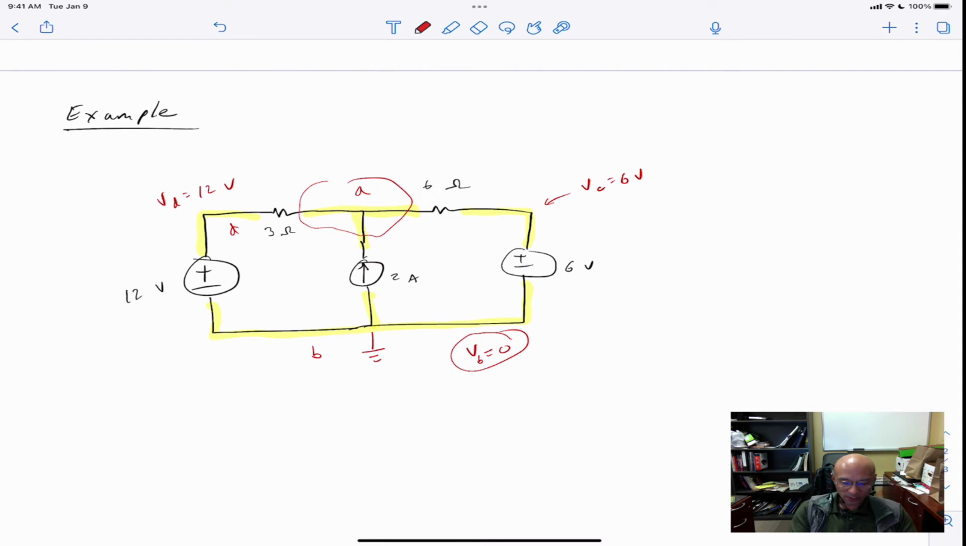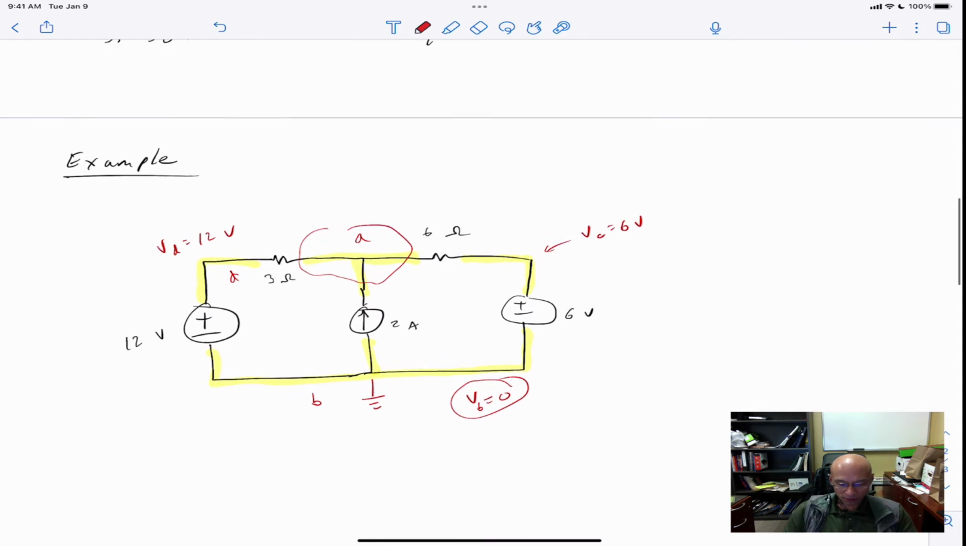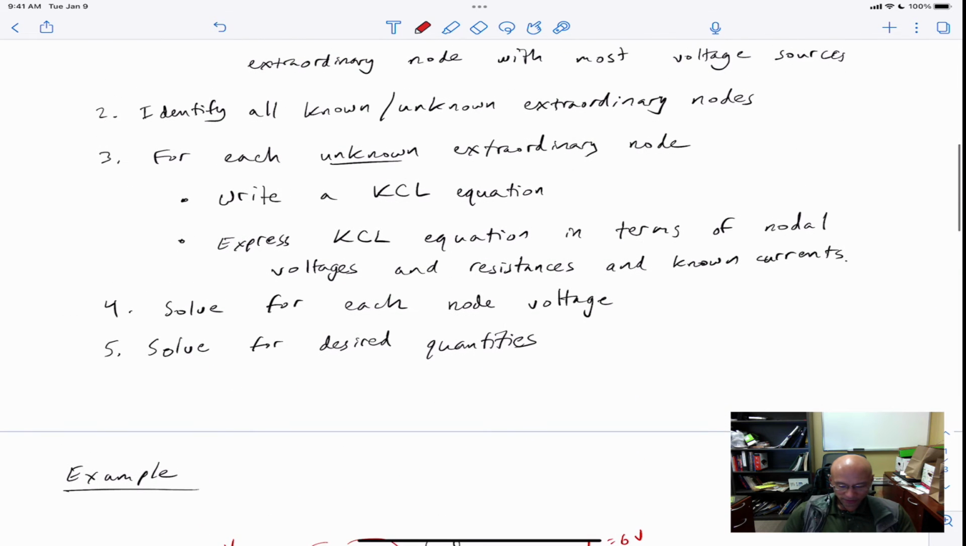So how do we get that one equation? Well, we use step 3, I should say. We're going to write a KCL equation for that unknown nodal voltage.